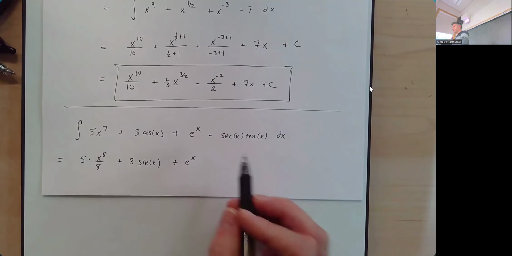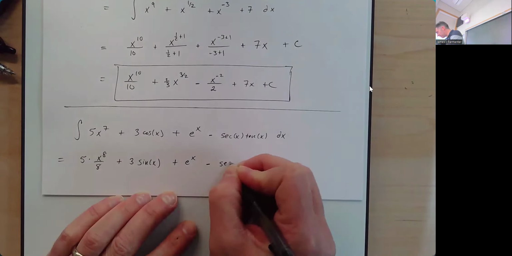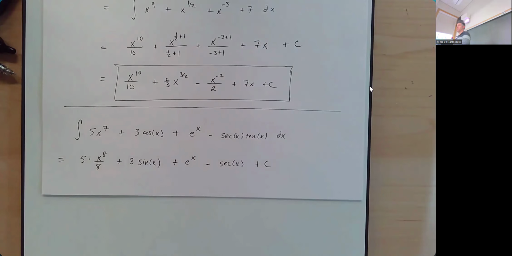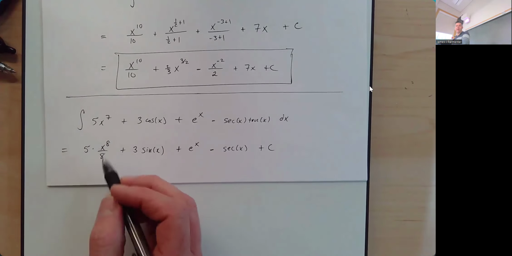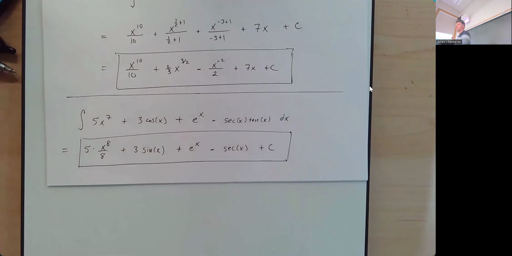And the antiderivative of secant of x times tangent of x. So all we're doing is we're trying to think of what function can I take the derivative of and get secant of x times tangent of x. Is it tangent or is it secant? It's definitely secant. The derivative of secant of x is secant of x times tangent of x. So the antiderivative of secant of x times tangent of x is just secant of x. And then I might prefer to write this as 5/8 times x to the 8th, but I'm not going to rewrite the whole thing just for that one minor change. So I would leave it like that.